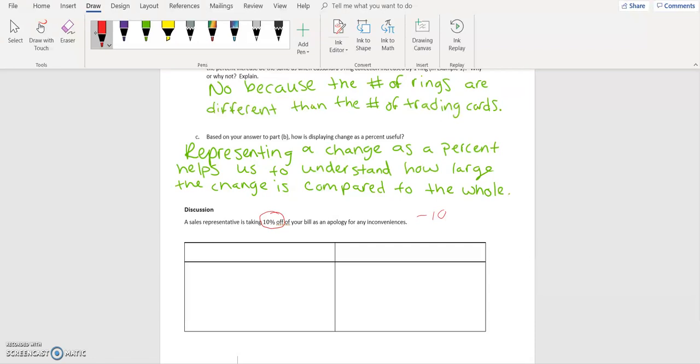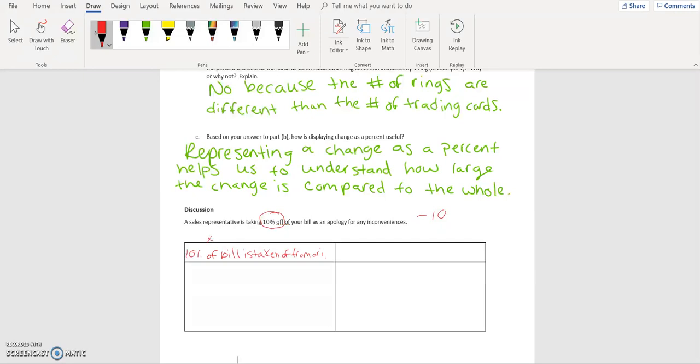My first initial thought is, okay, 10% of means to multiply. My bill is taken off from original. Okay.